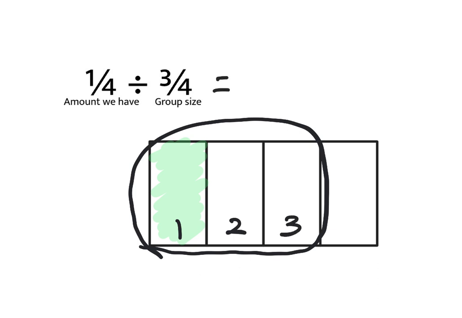So what I can see is that if I'm looking at this as a fraction, the numerator tells me how many pieces I have, 1, and the denominator tells me how many pieces I need to make a whole group. And in this case, it's 3. So if I have 1/4 of an amount and I divide it into groups of 3/4, that's the size, I'm going to figure out that I can only make 1/3 of a group.